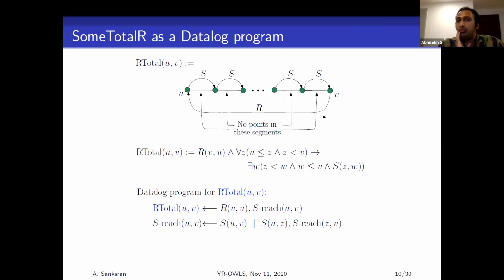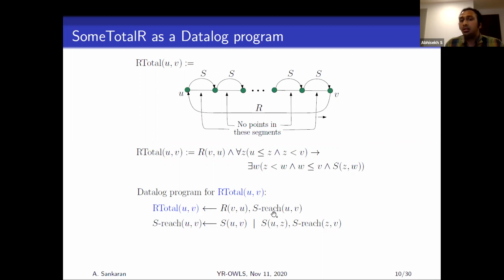Of course, we are looking at only finite structures here, but this is the important point to note, because when we look at infinite structures, this is not really the picture. You would not really be able to reach V, but you will keep going. So the picture is basically saying that you can keep going from U onwards. This particular relation is naturally expressed in Datalog as reachability. You just need to say that R total UV is just saying that RVU is true, and S reach UV.